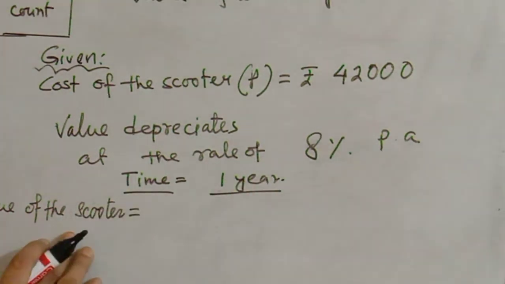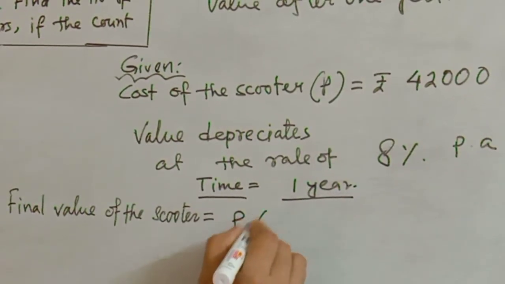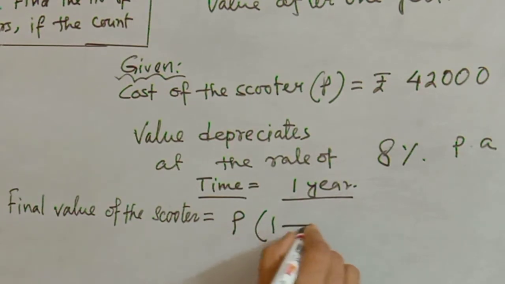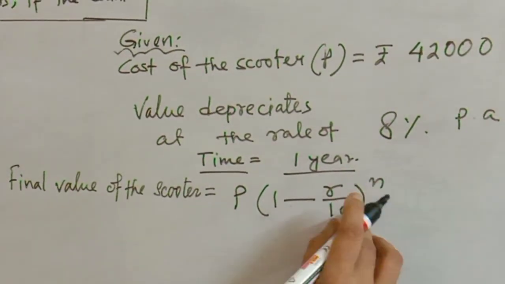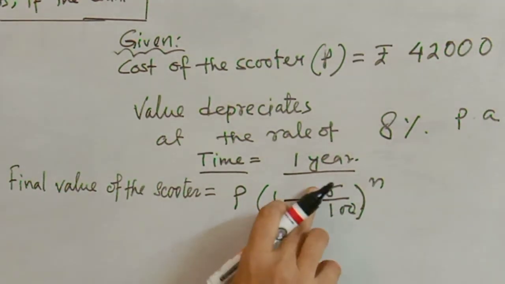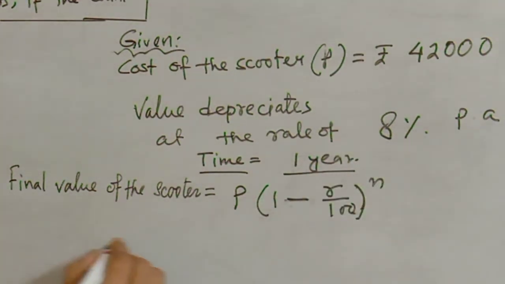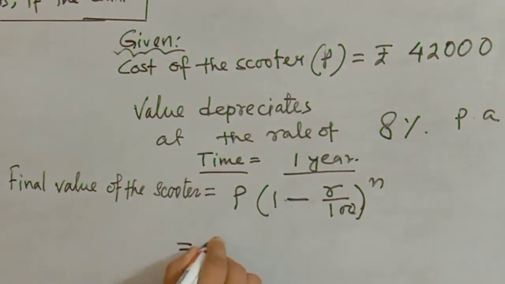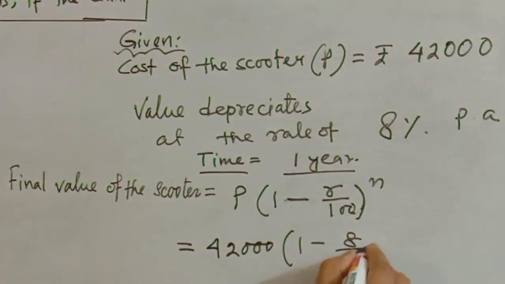So final value of the scooter, we can use initial value into 1 minus r by 100 whole to the power n, because it depreciates, so we are subtracting. P into 1 minus rate percent, and time is 1 year. Now the final value of the scooter, initial value was 42,000 into 1 minus rate percent 8 by 100, time 1 year.